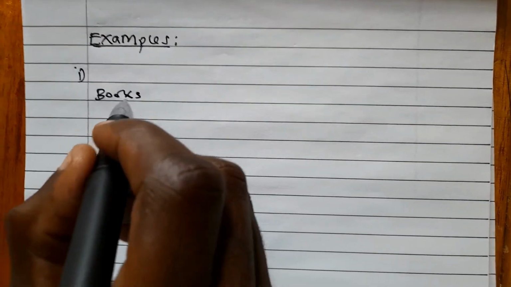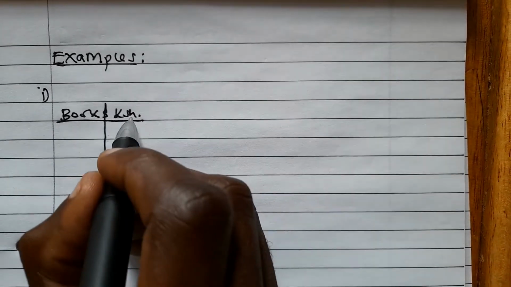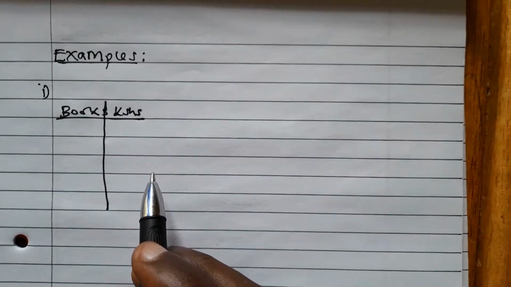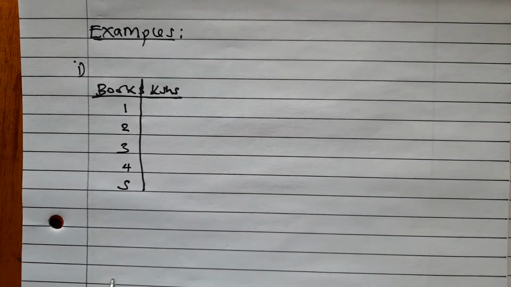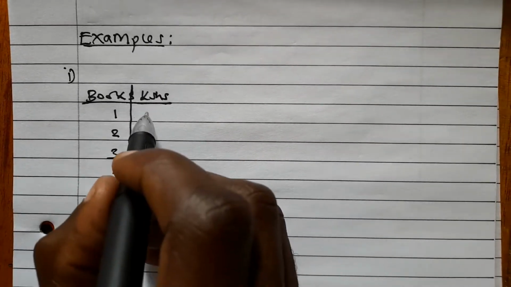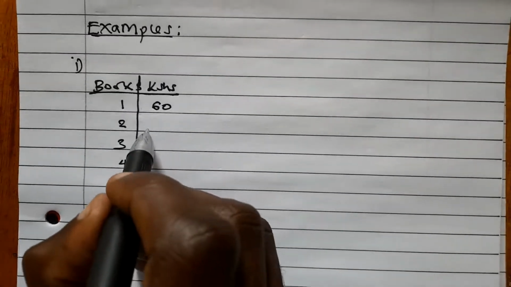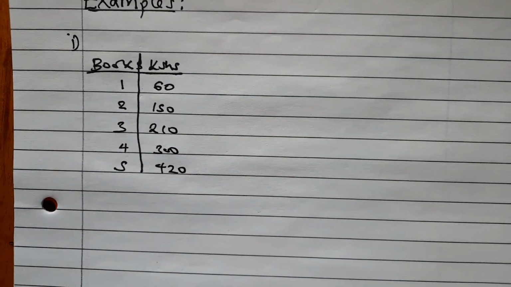So examples, actually, it's not one example, but we can have a number of them. We realize we can represent functions in tables. Suppose I have various types of books, and let's say these books have prices in Kenya shillings. That is, a certain type of book costs a certain amount. So we will be using numbers to denote various types of books. Suppose I have book type 1, type 2, type 3, type 4, type 5. It is not representing the number of books, but it is actually representing a type of book. So suppose the first type costs 60 shillings, the other type costs 150, the other one 210, 300, and maybe 420.